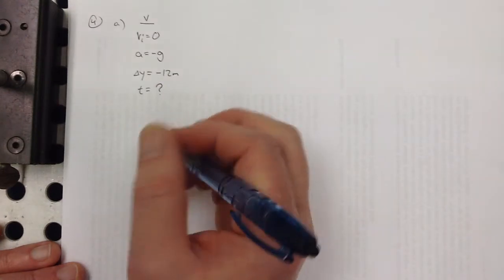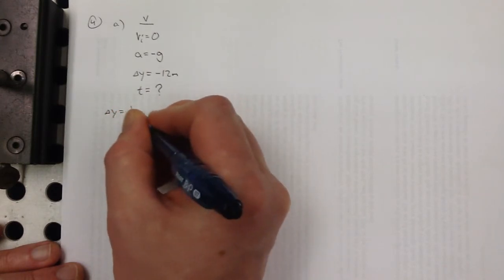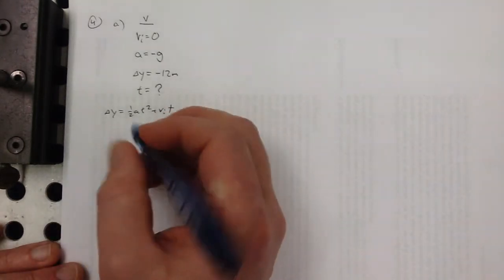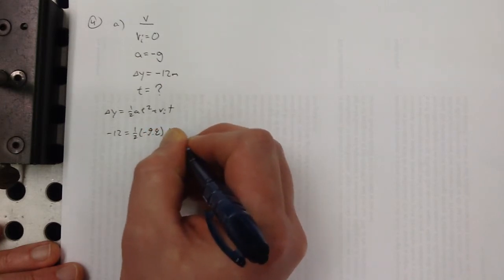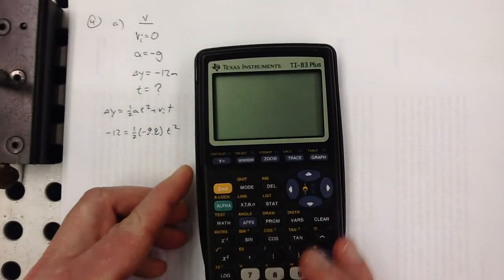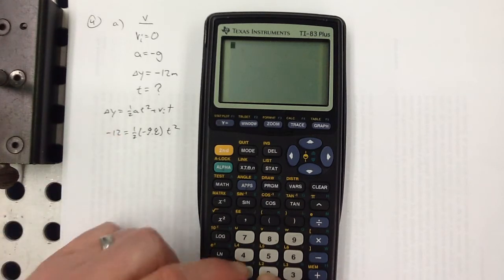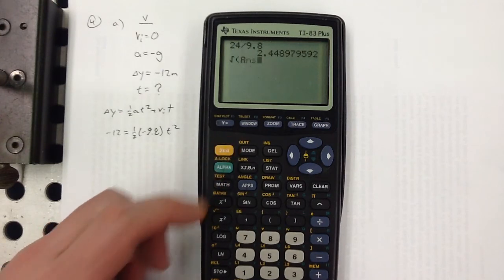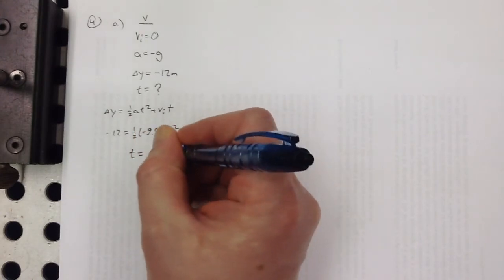So I'm going to use the equation that relates these variables. So that is the equation delta y is equal to 1/2 at squared plus vit. In this case, the vi is 0, so I have delta y is equal to 1/2 times negative 9.8 t squared. So my time is, let's see, multiplication of 24 divided by 9.8. I want the square root of that, 1.56 seconds. You could solve that by graphing if you wanted to. There's other ways to do that.